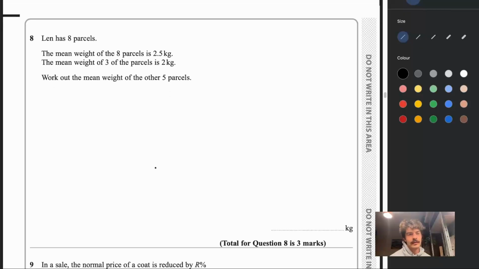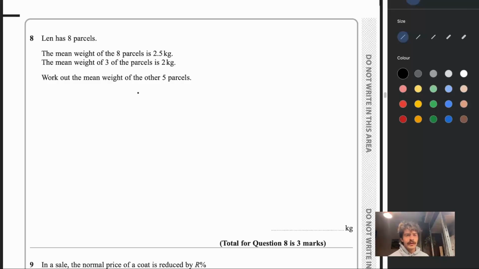Question 8. Len has 8 parcels. The mean weight of the 8 parcels is 2.5 kilos. The mean weight of 3 parcels is 2 kilos. Work out the mean of the other remaining 5. Fantastic. So means are an interesting thing, right? We add the total weights of each, and then we divide it by the number that we counted, and we end up with some remaining value.